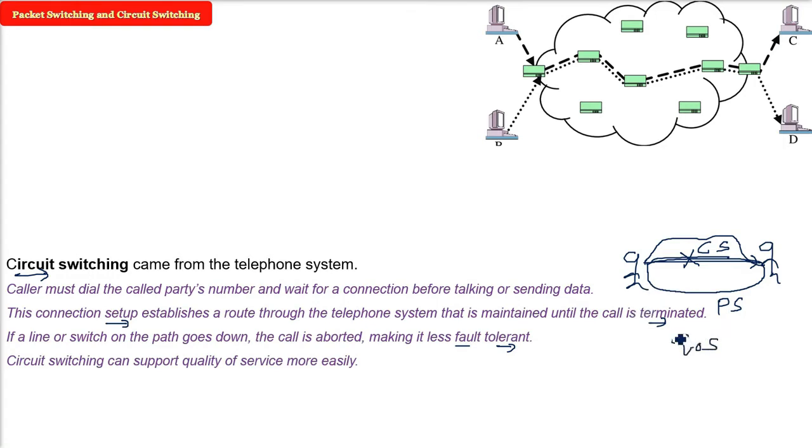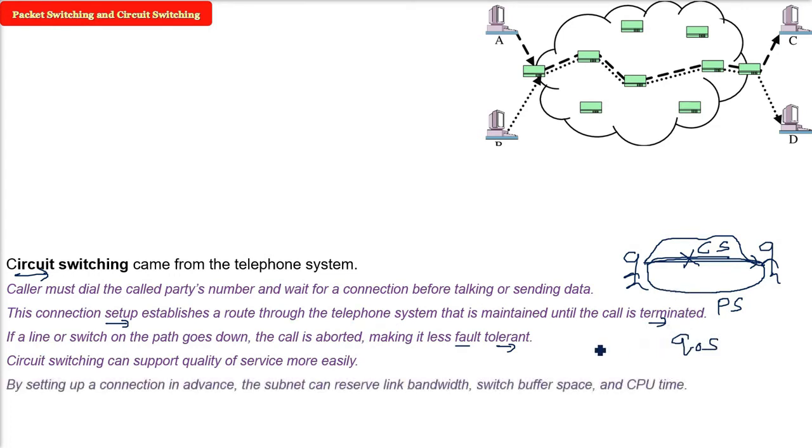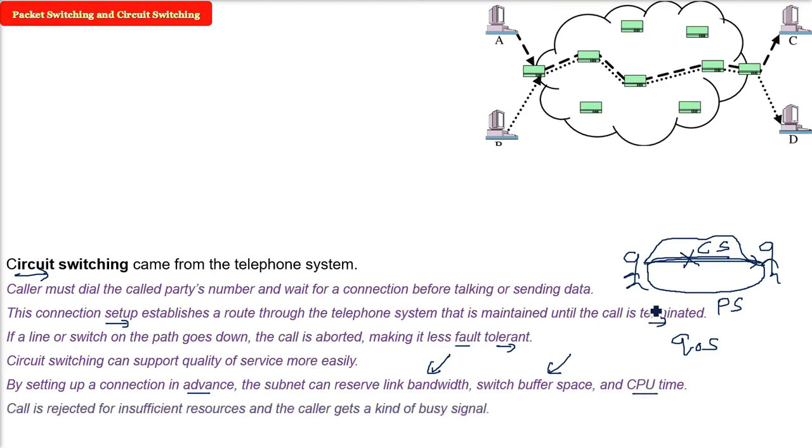So the quality of service can be supported easily, because when the connection is being established, you know in advance. So the communication network or the subnet can reserve the link bandwidth. It can also reserve the buffer spaces, and also the CPU time. This all comes under the quality of service.